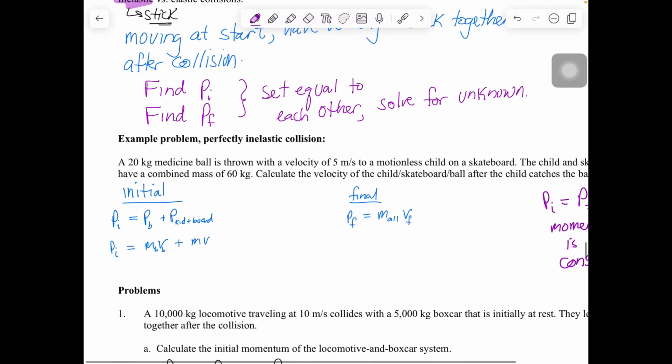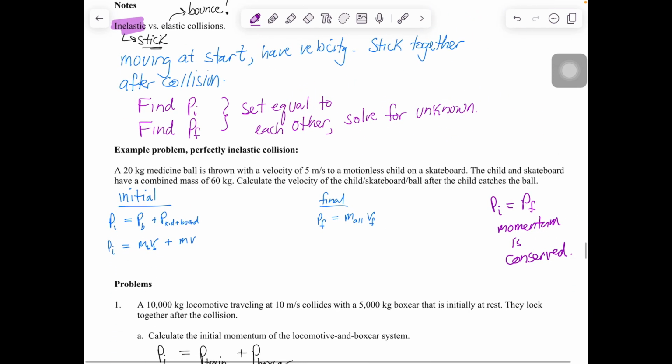Scroll down. You'll see that we have a 20 kilogram medicine ball. It has a velocity of 5. And that ball is being thrown to a kid sitting on a skateboard. The child and the skateboard are not moving at first. They have a combined mass of 60. And I want to know, how fast are they going after they catch the ball?